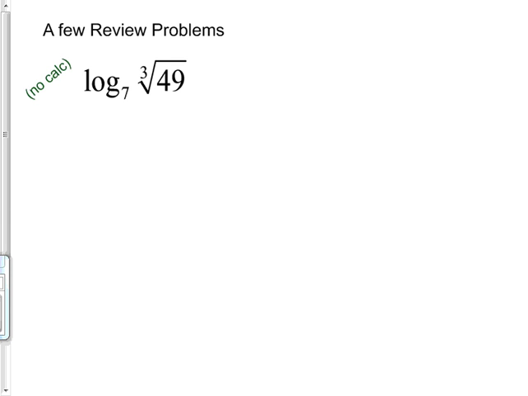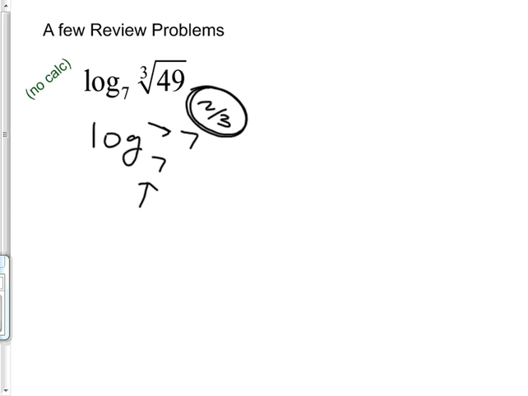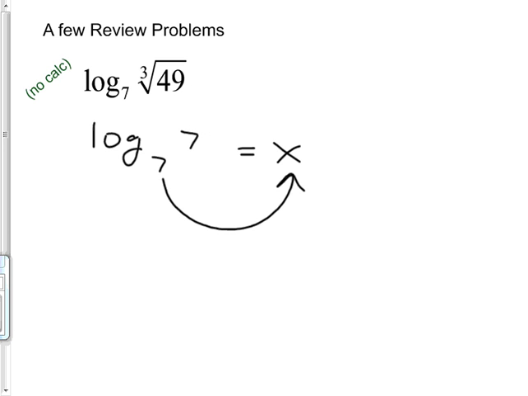This one has the cube root of 49. This is the most important thing here, that you know that if I got it to be log base 7 of 7 to the, let's say, 2/3 or whatever it's going to turn out to be, then the answer is going to be 2/3. If these two numbers are the same, then that number is the answer. Why? Because if I say equals x, then I can rewrite this and say 7 to the x equals 7 to the, well, whatever.